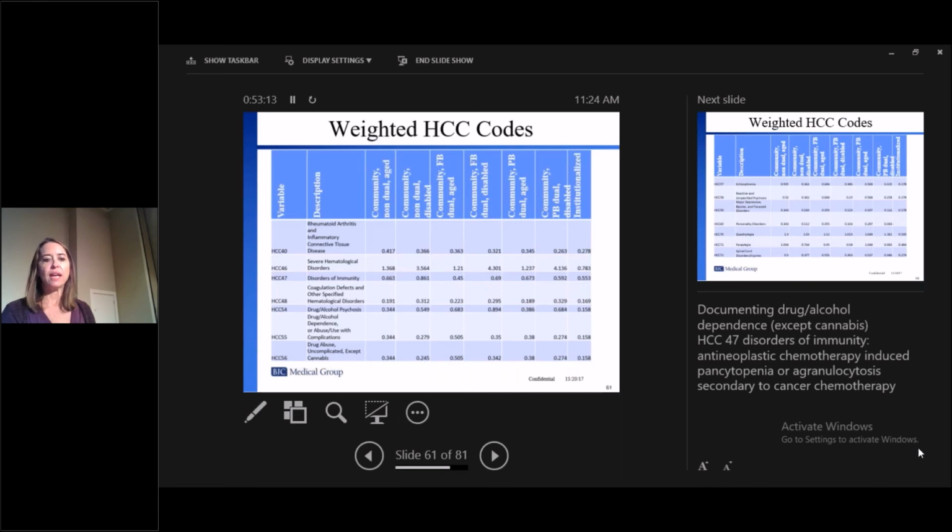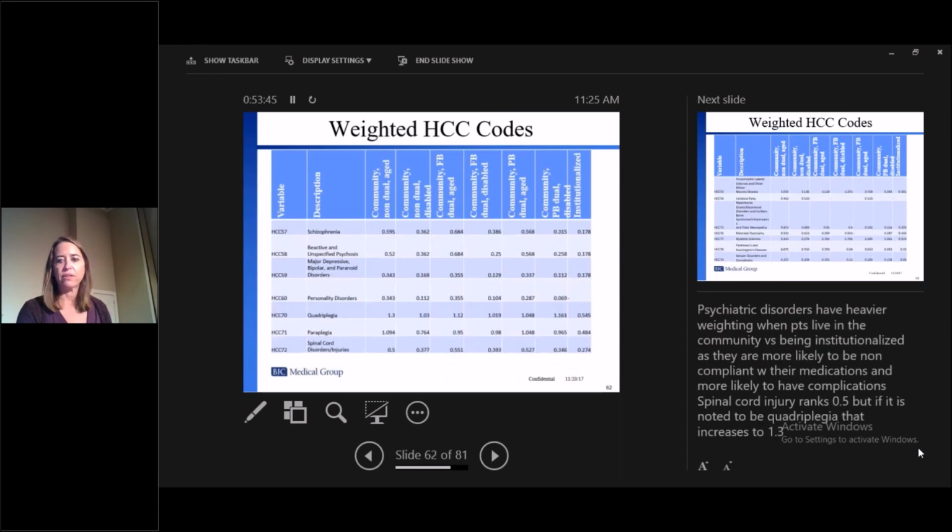And then if you look under here where it says HCC 47 diseases of immunity, I went, what the heck is that? So I had to go and look that up. This is not something in primary care that you're going to be diagnosing, but it is something that you can carry over, usually from a cancer specialist. It's an anti-neoplastic chemotherapy-induced pancytopenia, or agranulocytosis secondary to cancer chemotherapy. So not something in primary care we're going to be doing, but look at that score. It is huge. So I just want to make sure that we have those kinds of things noted in there.